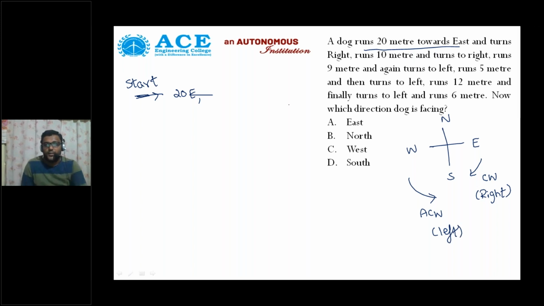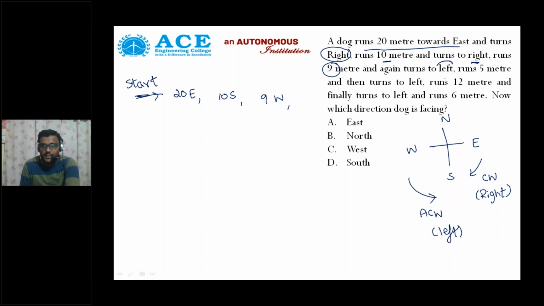Now see this, you go 20 meters east, then you turn right. Right means clockwise. After east, right means south. How much distance? 10 meters. Again you turn right. From south, right side means west. How much distance? 9 meters west.